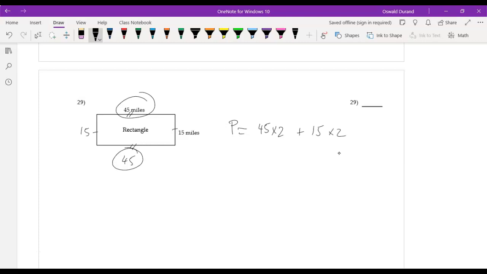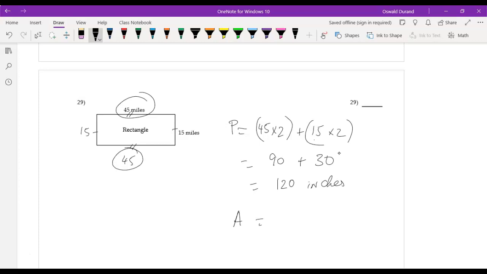Okay? And that's going to give you, you can put it like that if you want. And 45 times 2 is 90. And then 15 times 2 is 30. And so the perimeter is 120 inches. Right?